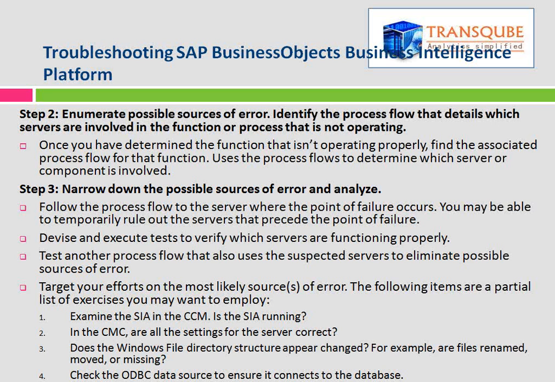Narrow down the possible sources of error and analyze. Follow the process flow to the server where the point of failure occurs. You may be able to temporarily rule out the servers that precede the point of failure.